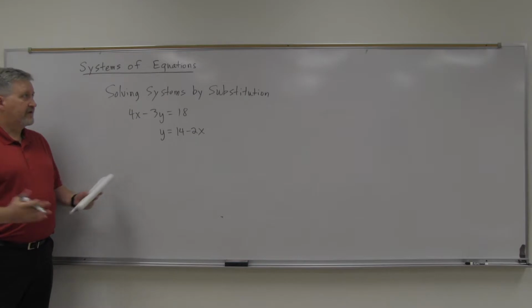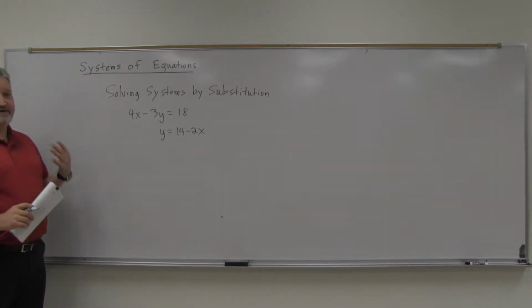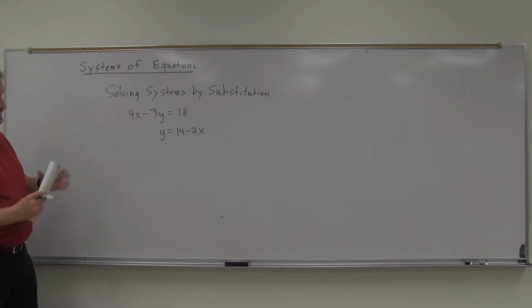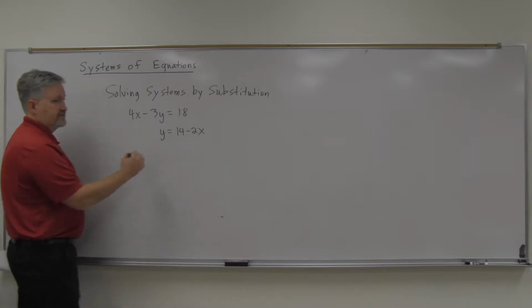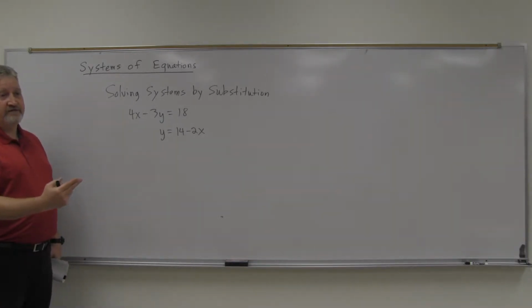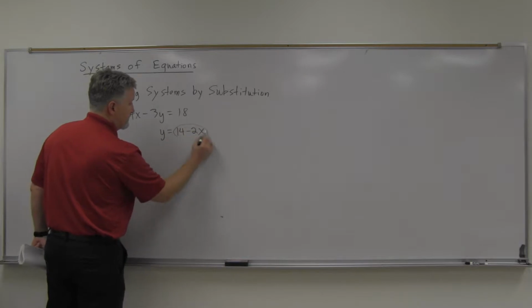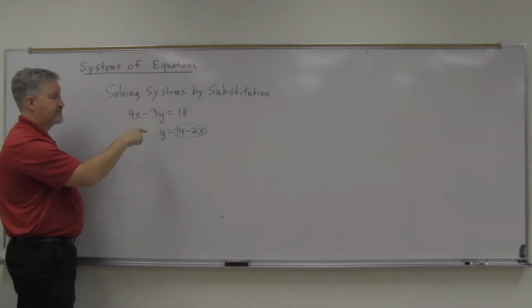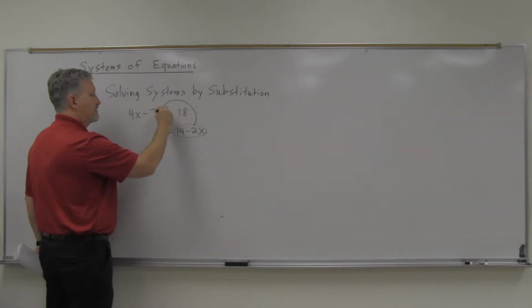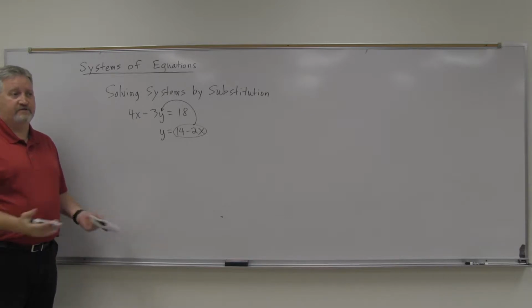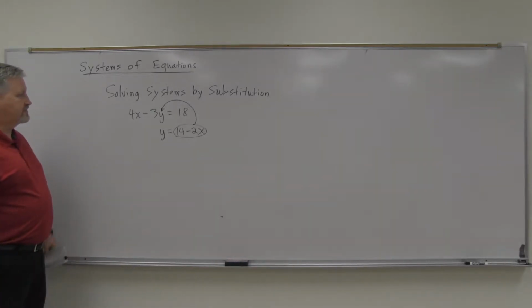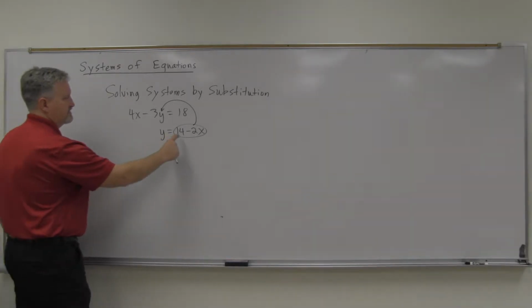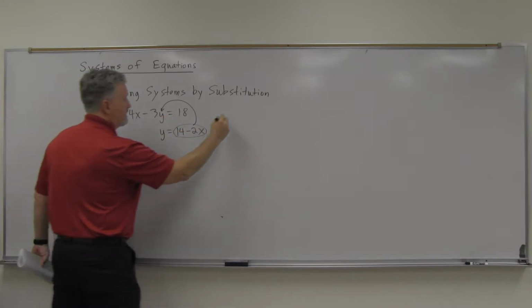This one, by design, is set up to do a substitution, because what substitution means is, the second equation is telling me that y is the same as 14 minus 2x. And so what I can do is replace y by 14 minus 2x in the other equation. So I can substitute the 14 minus 2x in for the y in the other equation. That's why this is called substitution, because I'm going to substitute an expression for one of the variables. In this case, 14 minus 2x goes in for the y there.